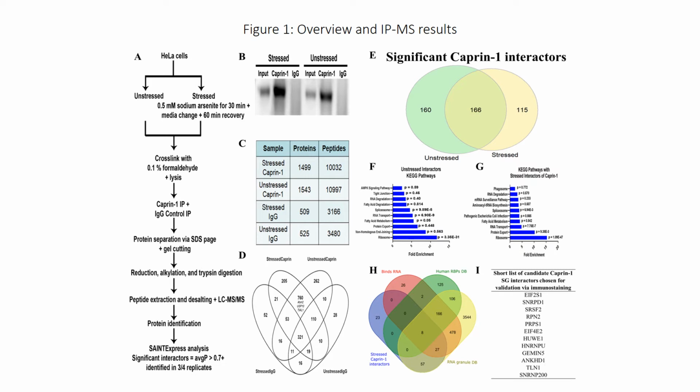We also compared our stress list to RNA binding protein databases, and those results are shown in H here. So collectively, from all the analysis in F, G, and H, we derived our short list of 12 Caprin-1 interactors that we validated by immunofluorescence staining.